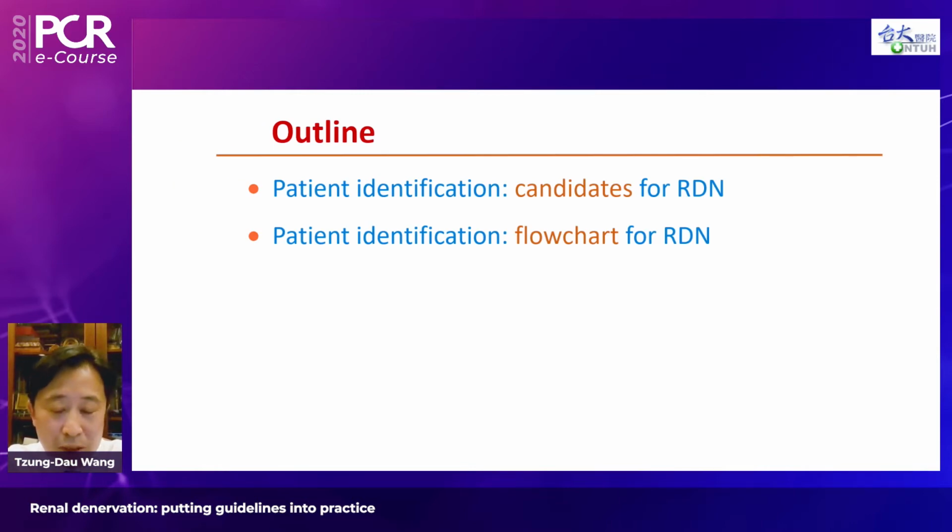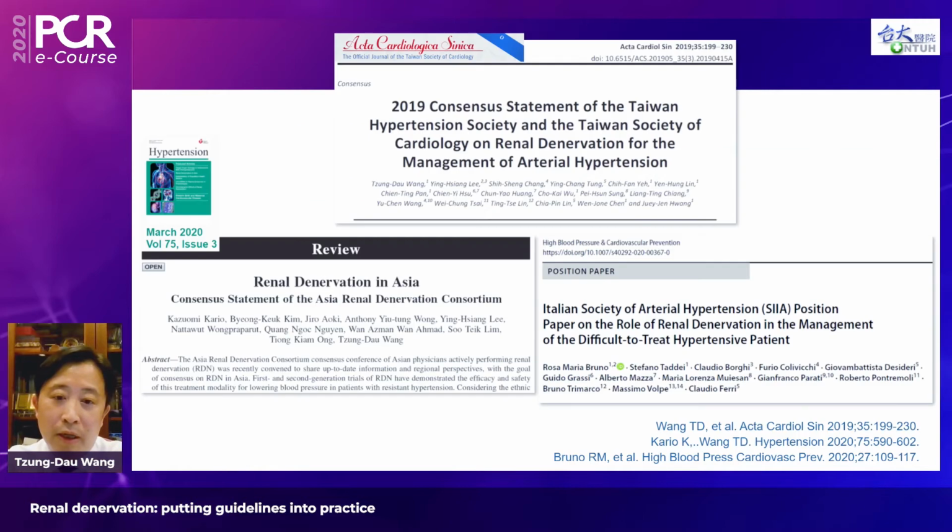And first, I would like to share with you what is the purpose for the patient identification tool. I think the purpose is twofold. The first is to identify the candidates for renal denervation, and the second to construct a reasonable pre-renal denervation flowchart for patient assessment. And what I said is based on the three consensus published till now.